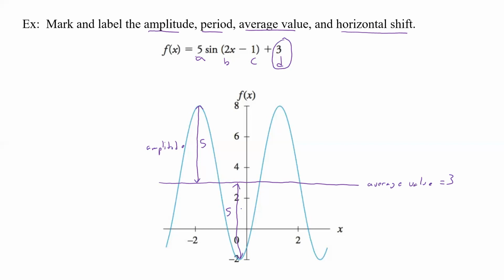Okay. Now, period. Our period is going to be, remember, 2 pi over b, which in this case is 2 pi over 2, so that's going to be equal to pi. What that means is going from here to here is going to be pi. That's our period, and we just have to be at the same position. So we could have gone from here to here, or from here to here. We just have to be at the same position, and that we know is going to be pi.